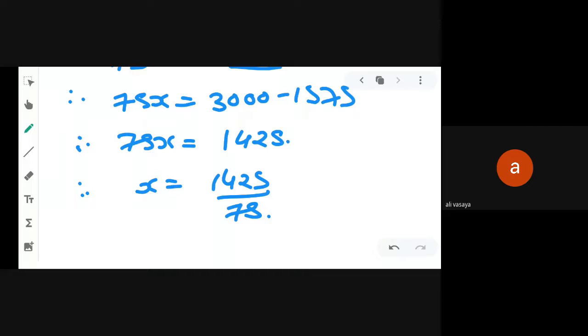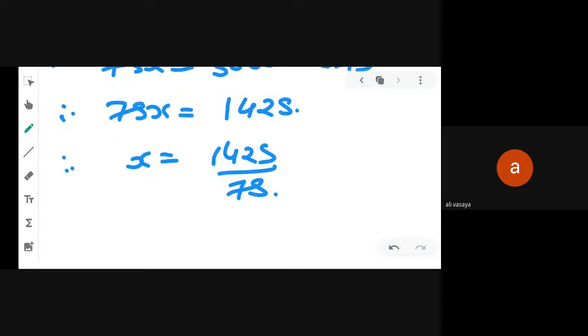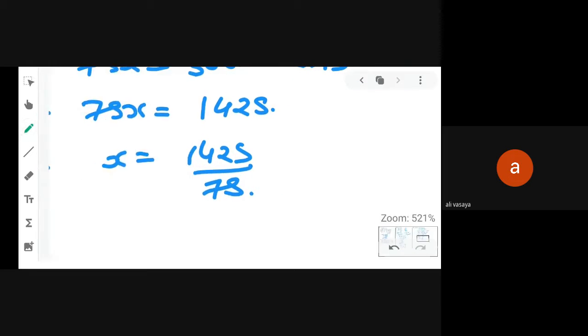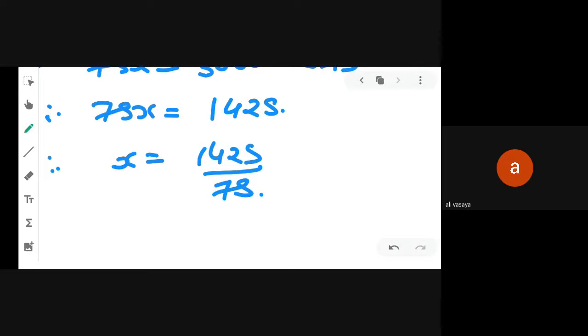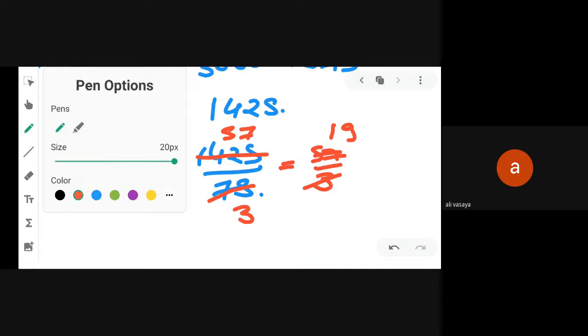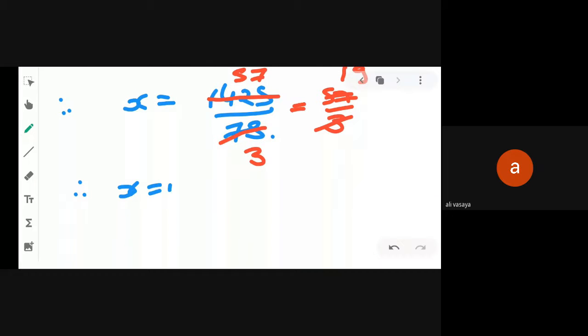Clear all of you? Now you can see we can easily divide these two numbers with 25. You can see 25 threes are 75, right? In the numerator, 25 fives are 125. So we have remainder 17, and 17 and 5, 175. So 25 sevens are 175. So we get 57 by 3, x is equal to. Again we can divide. 19 threes are 57. So what is the value of x we get? X is equal to 19.